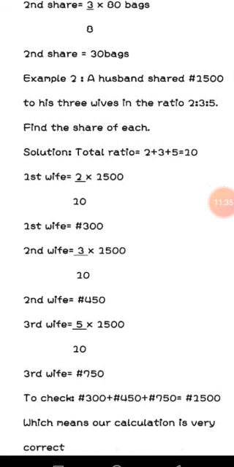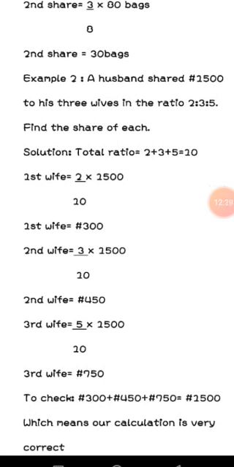If you don't understand, listen attentively to example 2. Example 2 says a husband shared 1,500 naira to his 3 wives in the ratio 2:3:5. Find the share of each. Solution. First thing first, find the total ratio, which is 2 plus 3 plus 5 equal to 10.